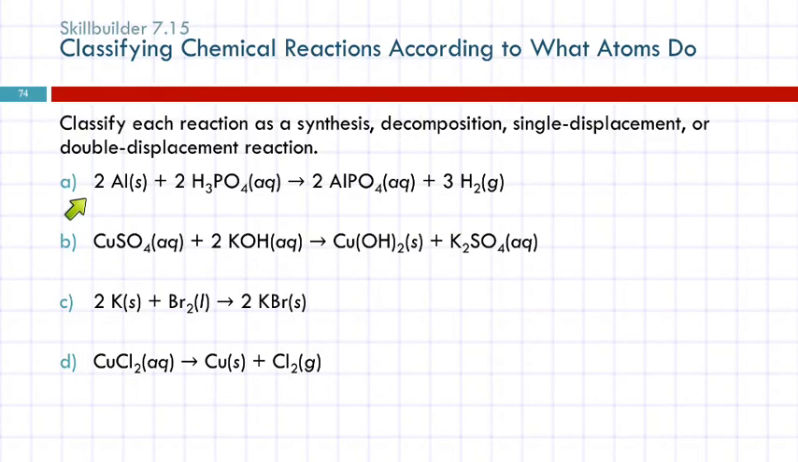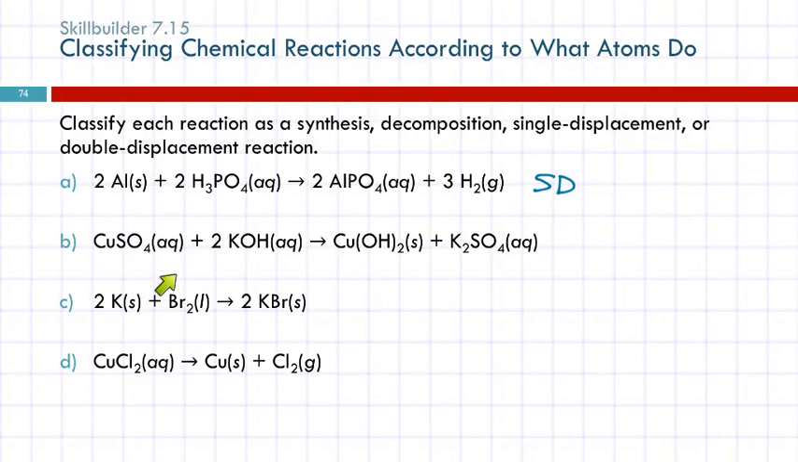So if we look at this first one, is this a synthesis, decomposition, single displacement, or double displacement? Single displacement. Here's Al coming to the party by himself, and here's hydrogen and phosphate. Al is leaving with phosphate, and hydrogen's going home alone. That's a single displacement. We'll call that SD, single displacement.